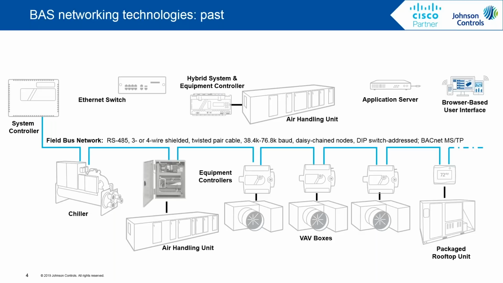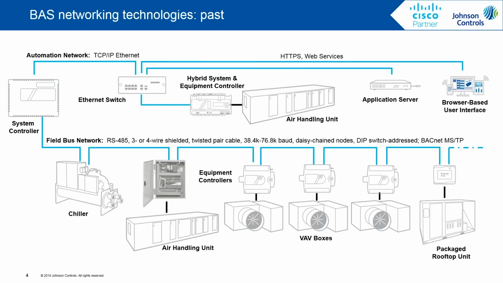And then the higher-level components, like the system controllers, the application servers, workstations, and workstation clients, are typically networked together using IP or Ethernet technology, wired together using Cat6 cabling and switches, and then talking either BACnet IP or some other kind of web service.